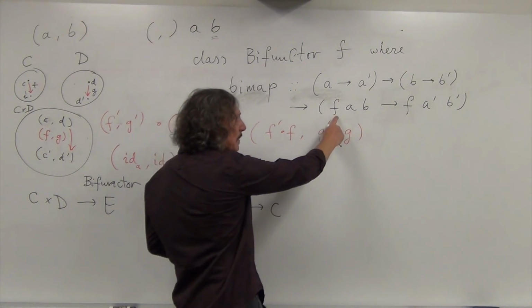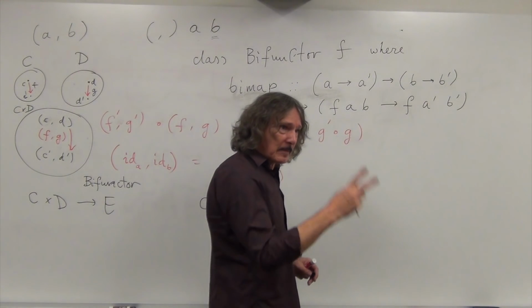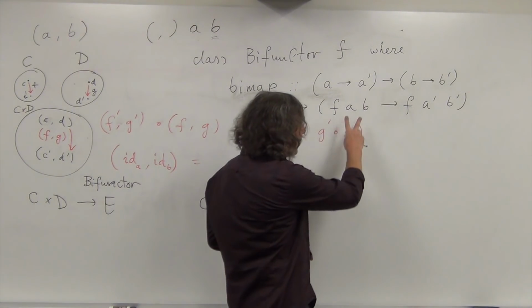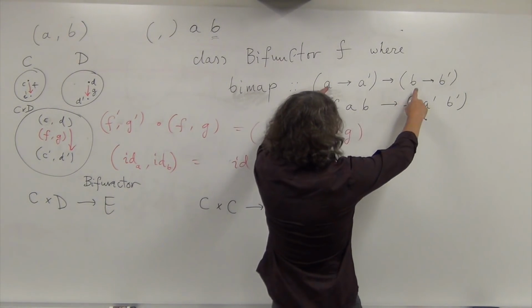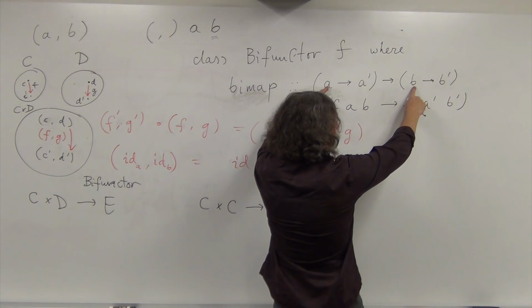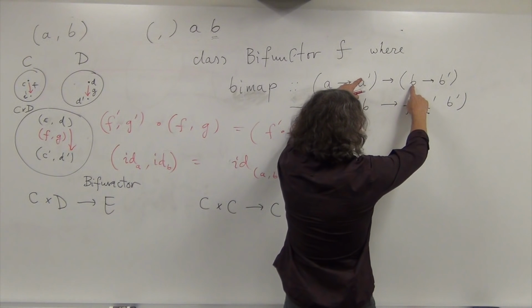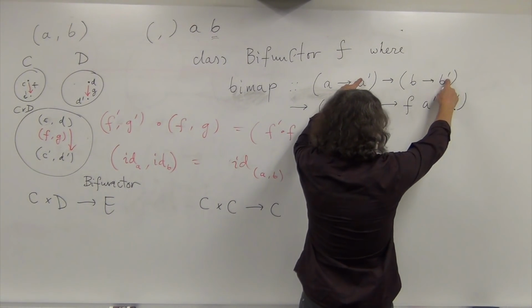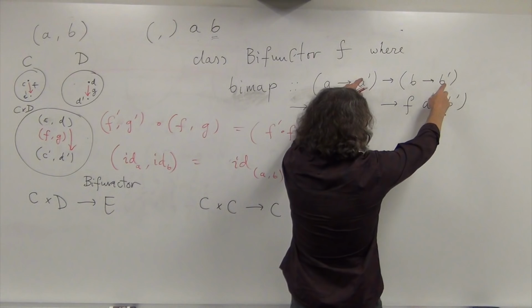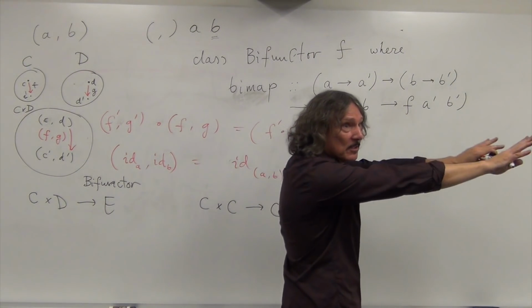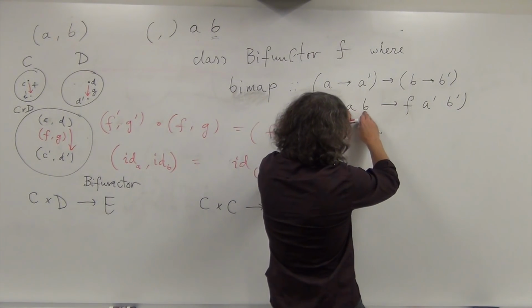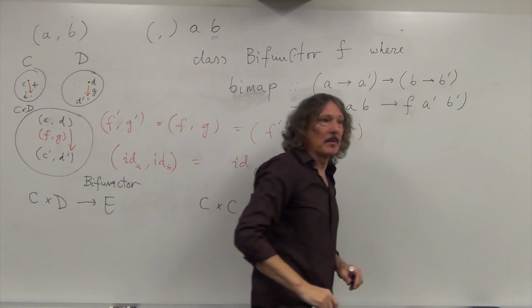So F is this bifunctor, right? It takes two arguments, two types, a and b. Now one function turns A into A prime, the other function takes B into B prime. So we get these two functions under the hood, and they transform AB into A prime, B prime.